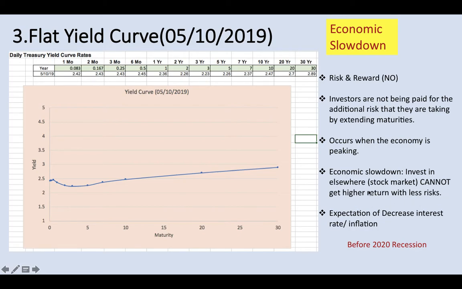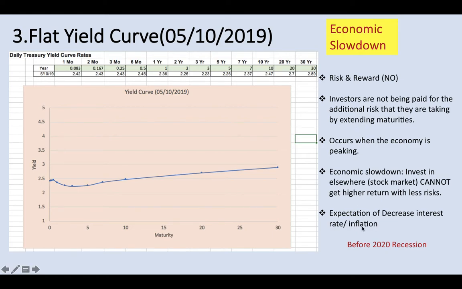So basically, when you invest in the business, in the economy, you start a business, you invest in the stock market, you invest in real estate, investing in all kinds of business, you just don't get the return because everything becomes so expensive. So you just put it in the long-term bonds, then you even get a better return. So that's why the investor is willing to accept the lower return. So this is also expecting a decrease in interest rate or inflation.